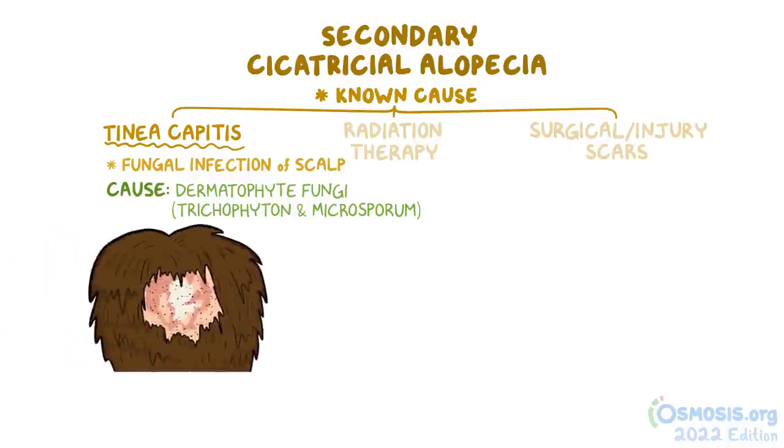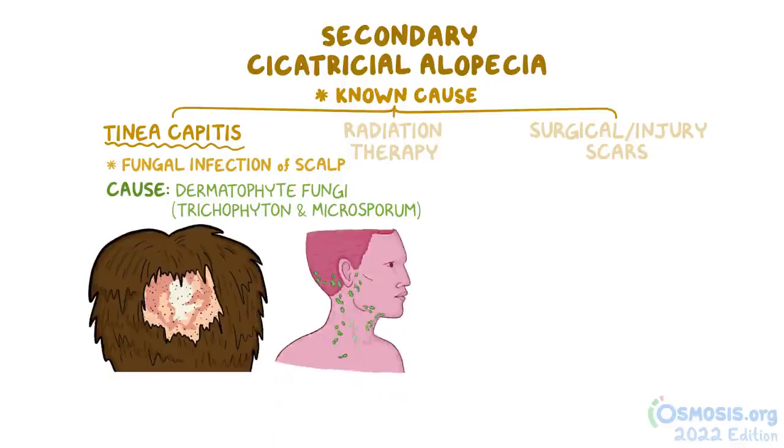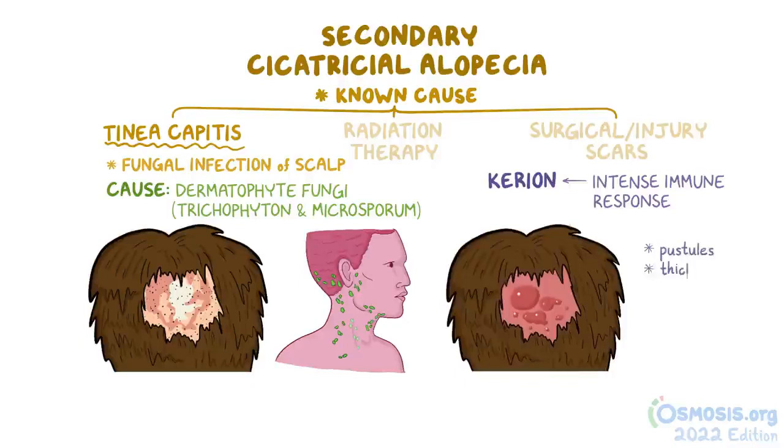Some individuals may present patches with black dots at follicular orifices that represent broken hairs. In addition, often individuals have palpable cervical lymphadenopathy. A severe manifestation of tinea capitis, known as kerion, results from an intense immune response to the infection. Kerion is characterized by the development of an inflammatory plaque with pustules, thick crusting, and drainage, and it's often associated with tenderness or pain.